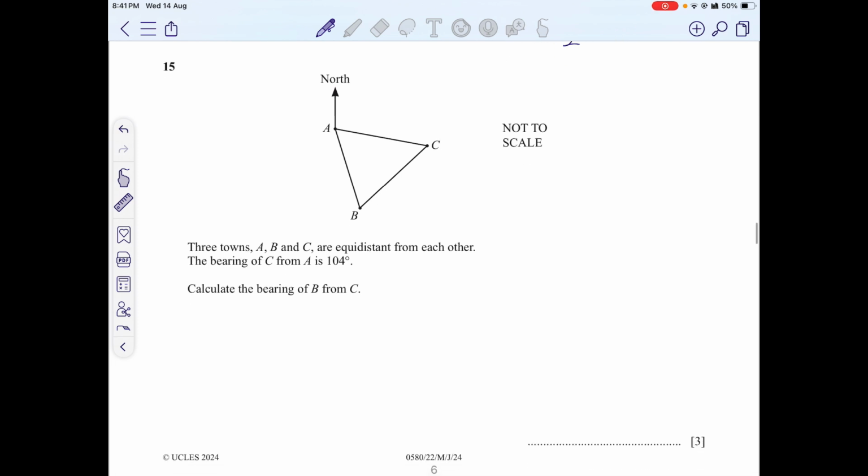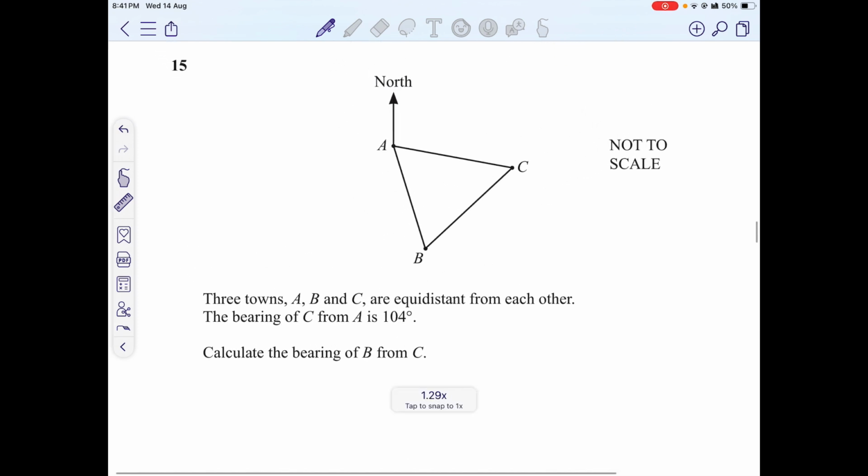Next up, it's a bearing question. So it says 3 towns A, B, C are equidistant from each other. Now this is very important because when it says equidistant, you understand this ABC is an equilateral triangle. That means all the angles would be 60. I have not read the whole question, but I've just taken a clue from the question. The bearing of town C from A is 104. That means this whole bearing is 104, clockwise always. Calculate the bearing of B from C.